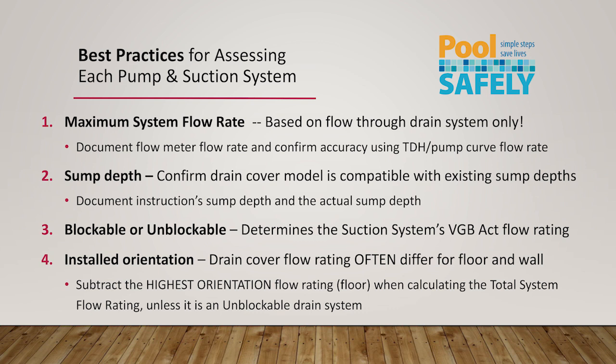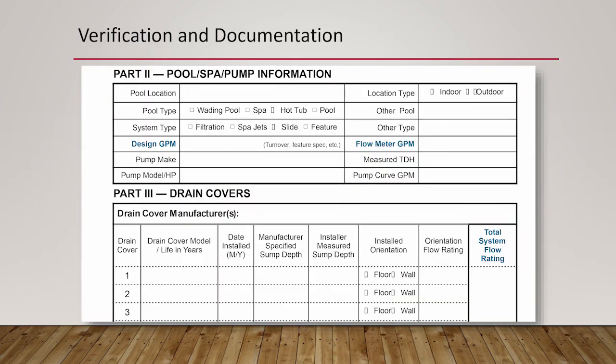Document the flow meter rate and confirm the accuracy of the TDH pump curve and flow rate. So that detail is, I don't have a close-up of the form, but the TDH, we have the design GPM. We need to know what this thing is designed for. It could be a turnover rate, slide, whatever the case may be. What is the goal? And then what is the flow meter reading? What is it currently? And if the contractor will take the time to measure the TDH and then look up the pump curve and record all of that, the goal is they're going to find that flow way high or real low issue themselves and fix it before you come to inspect it.